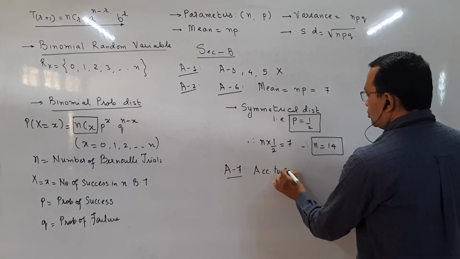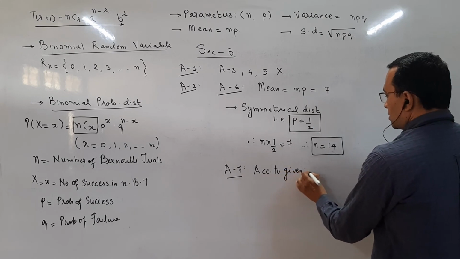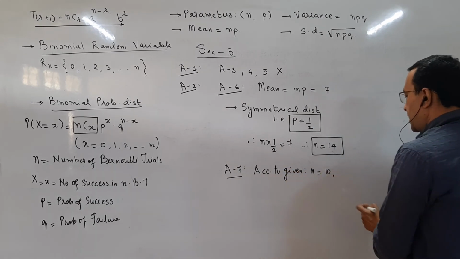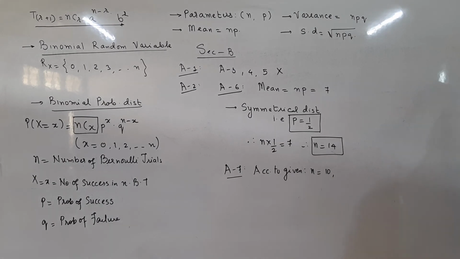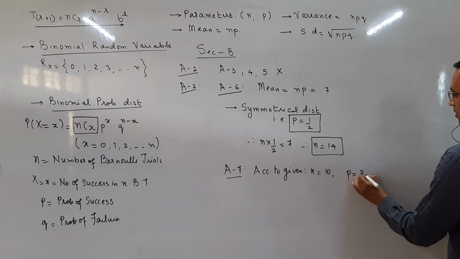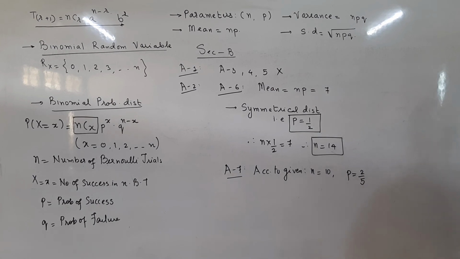According to the 1, parameters are n and p. P is, you can say, never greater than 1. So n is 10, p is 2 by 5. Now we are told to find variance.